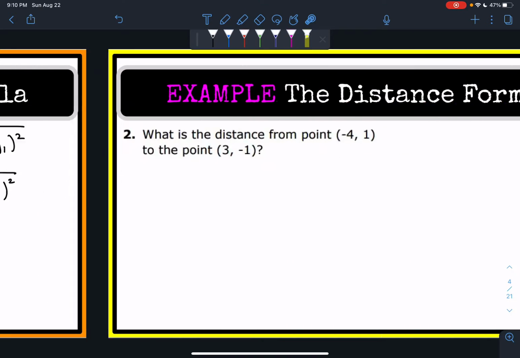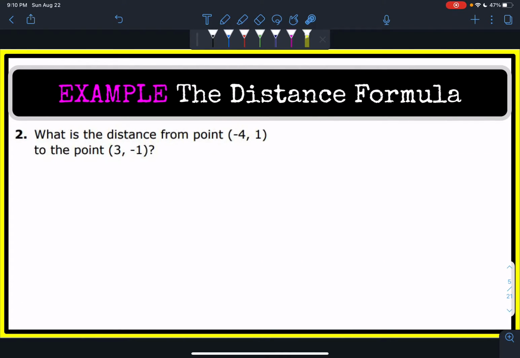Let's move on to the next example. Here we have the 2 points, and they want us to find the distance between those 2 points. They don't label them as A or B or any name of the points, but we again use the same formula as before.